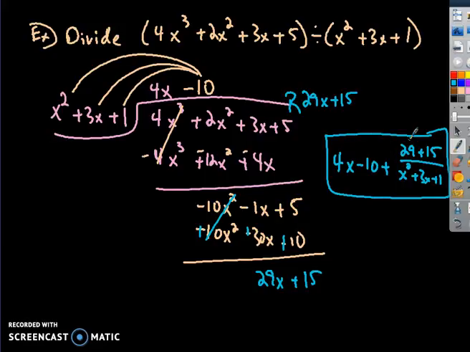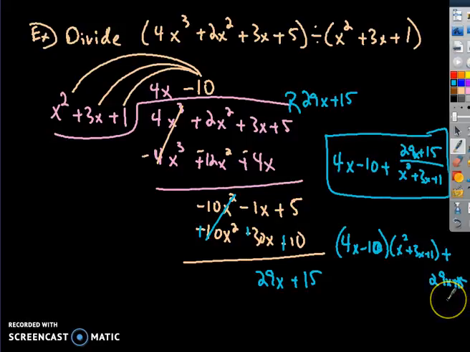You'll see some books take this bottom number, x squared plus 3x plus 1 that we divided by, and they're going to write the answer as (4x - 10) times (x squared plus 3x plus 1) plus that remainder, 29x plus 15. And that 29 has an x on it up there. So 29x plus 15.